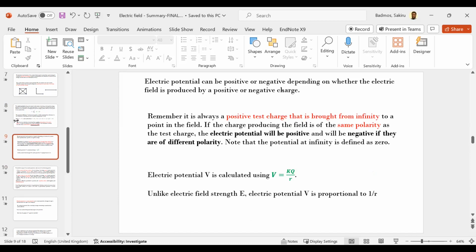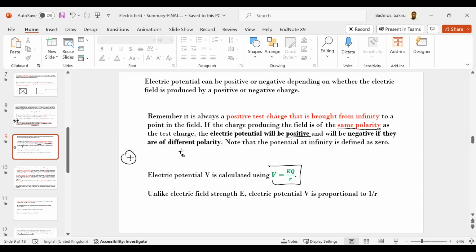Now, electric potential can be positive or negative, depending on whether the electric field is produced by a positive or negative charge. This is very important. Unlike gravitational field, which is always negative because it's attractive, remember, it is always a positive test charge that is brought from infinity to a point in the field. So if the charge producing the field is of the same polarity as the test charge, then the electric potential will be positive. There will be a repulsion between the charge that is producing the field and the charge that is brought from infinity, if they are of the same polarity, so they will repel. When they repel, the electric potential will be positive. And otherwise, it will be negative.